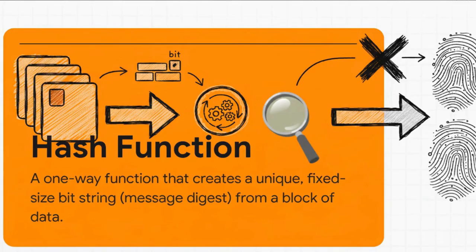The key phrase here, the one to remember, is one-way function. You can take any file, run it through a hash function, and get a unique fingerprint. But, and this is crucial, you can't take that fingerprint and go backward to get the file. It's also designed so that changing even a single comma in the original file completely and unpredictably changes the hash.